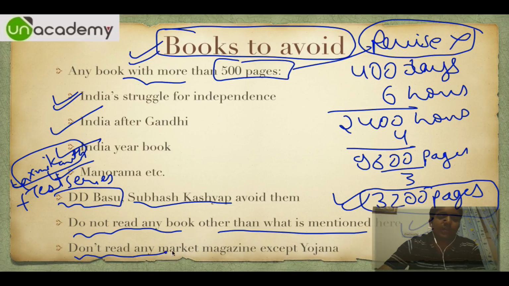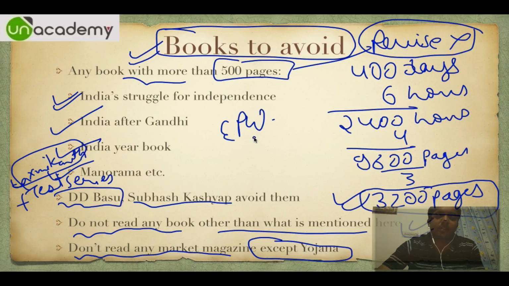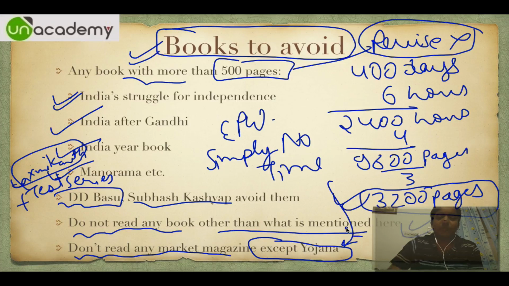Then do not read any market magazine except Yojana. There are various magazines called Economic and Political Weekly, Chronicle, Civil Services Times, Kurukshetra, Frontline. Are you getting my point? South Asian Politics, World Focus. See, there is simply no time. They are all good magazines in their own right, but simply no time. So I just want you to read Yojana, even that will not be finished by you.